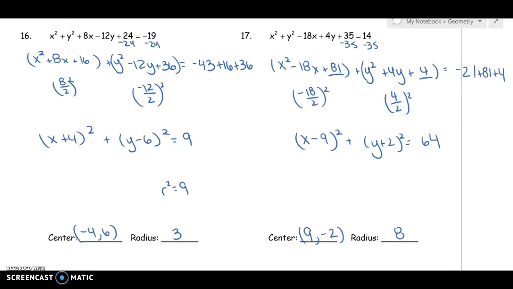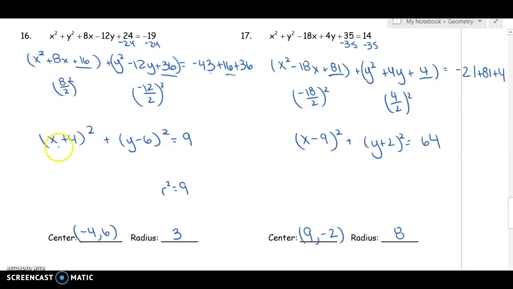Okay, so here are the answers that you should have gotten. In the first one, notice I grouped the x's together, I grouped the y's together, I moved the 24 over, giving me that negative 43. And then essentially what I did was I took half of 8, which is 4, squared it, you get 16. So I added 16 to both sides. The y's, I took half of negative 12 and squared it. That's a positive 36. I added that to both sides.